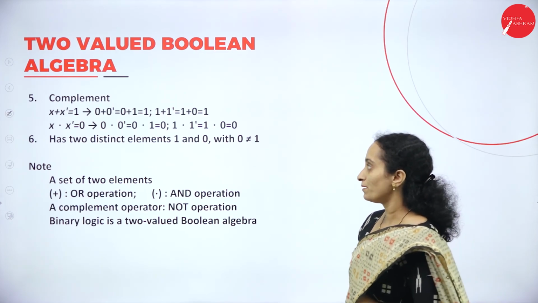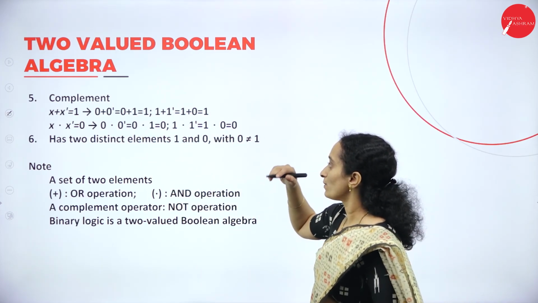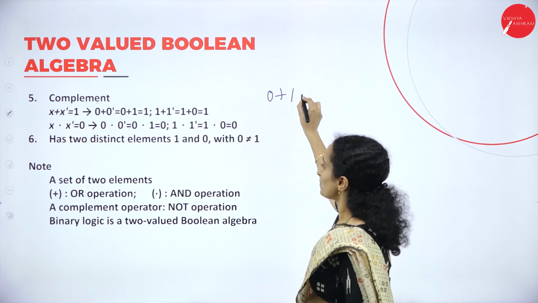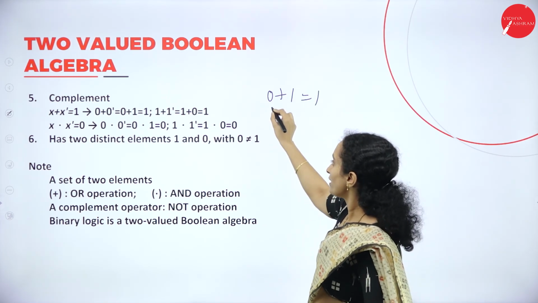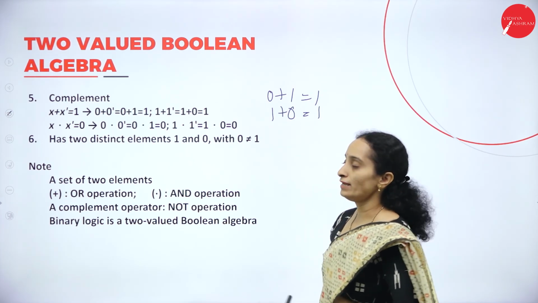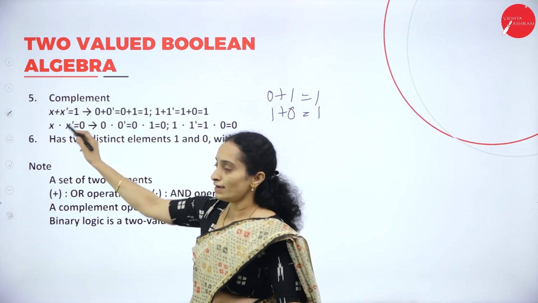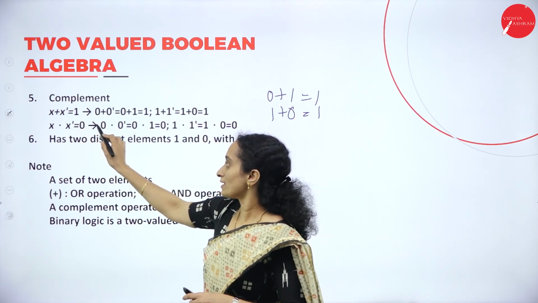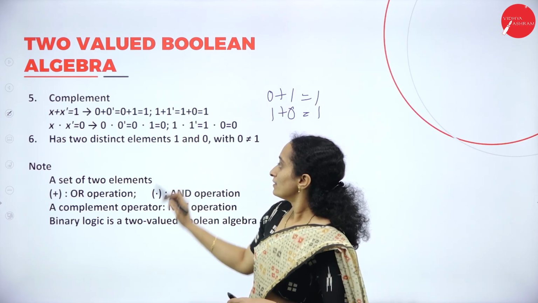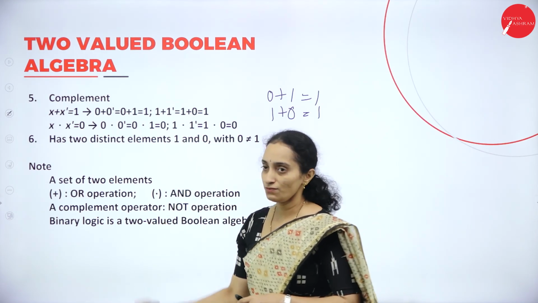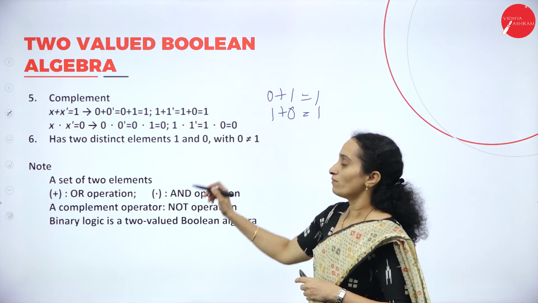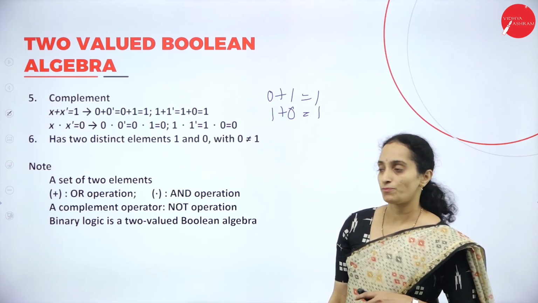Next, if we check for complement, x plus x dash equals 1. That is 0 plus 0 dash, that is 0 plus 1, which is 1. If you take 1 as x, x dash will be 0, and 1 plus 0 is again equal to 1. Same with the multiplication operator: x into x dash means 0 into 0 dash, that is 0 into 1, which is equal to 0, whereas 1 into 1 dash, the complement of 1 being 0, is 1 into 0, again equal to 0.